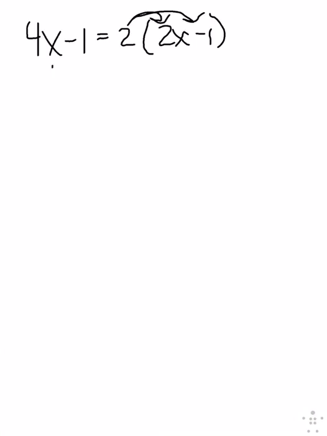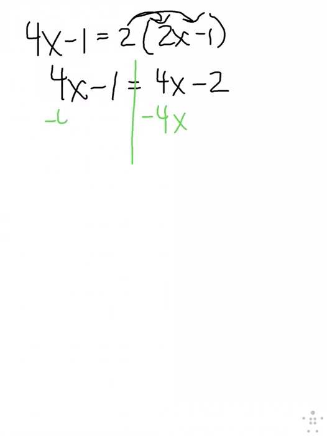And the last one, letter E, 4x minus 1 equals 2x minus 1. My first step is to distribute. 2 times 2 is 4, so 4x. 2 times negative 1 is negative 2. I combine my like terms by doing the opposite. I do a minus 4x on both sides. I bring down the rest of the problem. 4 minus 4 is 0. I don't need to write 0, so I can just write the negative 1 and the negative 2. Negative 1 does not equal negative 2, and so I have a no solution problem.